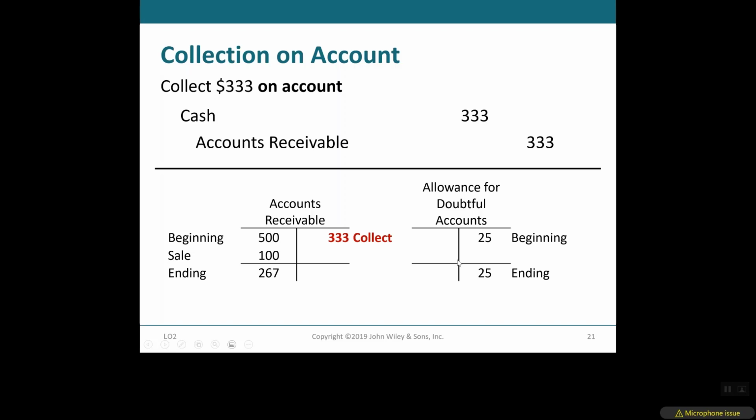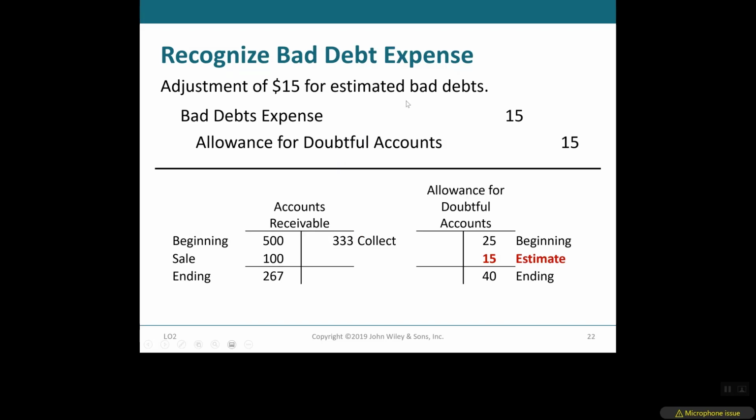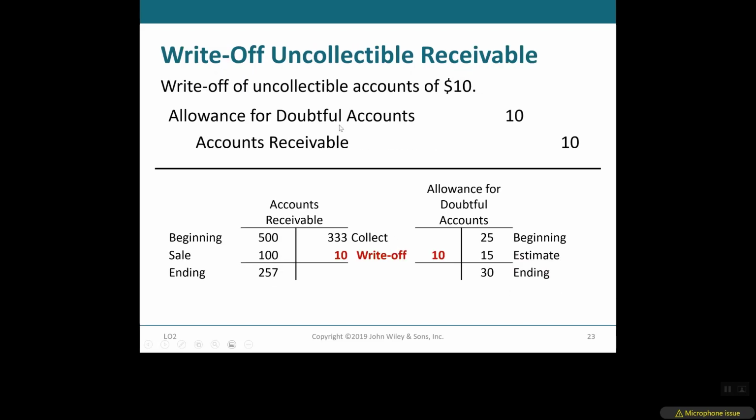Our beginning allowance for doubtful debt is still the same. Maybe they desire to always have an ending balance of 25. Adjustment for $15 for estimated bad debt: our bad debt expense, per the question, is 15, and allowance for doubtful debt is 15. So if we're making a provision for doubtful debt, it's going to be a debit to expense and a credit to the allowance for doubtful debt. When this shows up in our balance sheet, remember, we have an ending balance of $40.